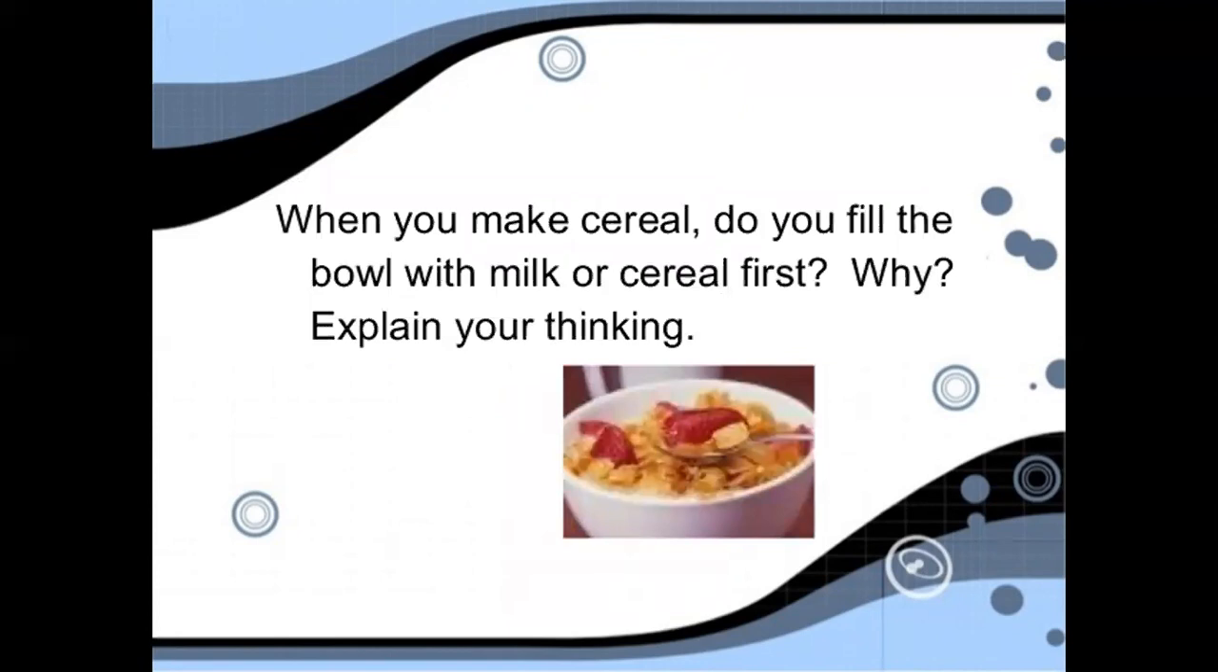Another one. When you make cereal, do you fill the bowl with milk or cereal first? Why? Give the reason with your answer, because there is a logic behind your answer. And my answer is I will put the cereal in it and then I will add milk after it.